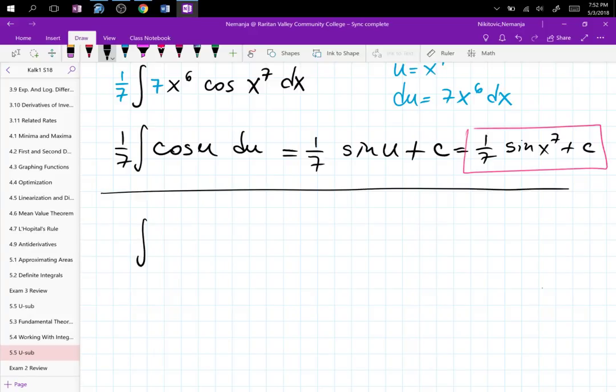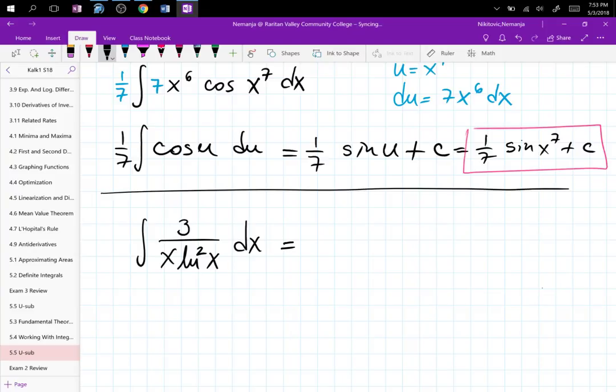Integral of 3 over x ln squared x dx. That's a little bit excessive over there, right? But if you employ the logic of function and its derivative, this problem is a joke.